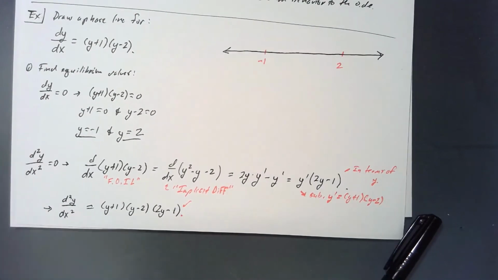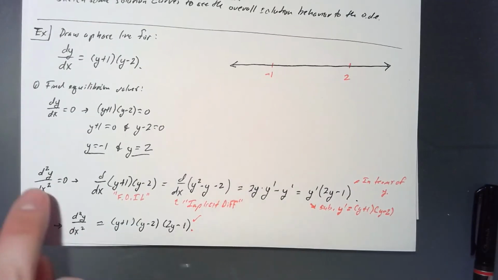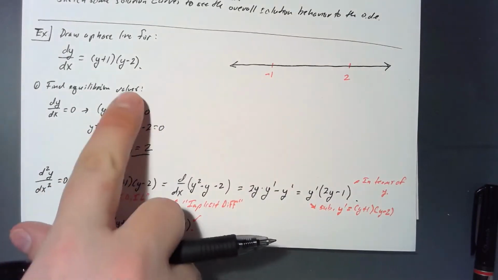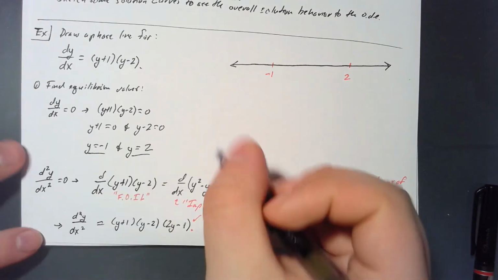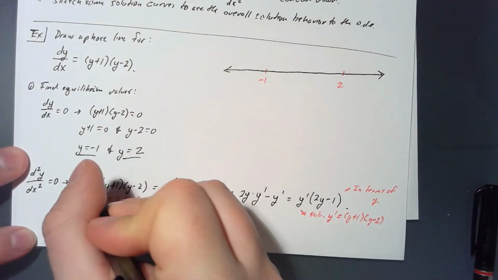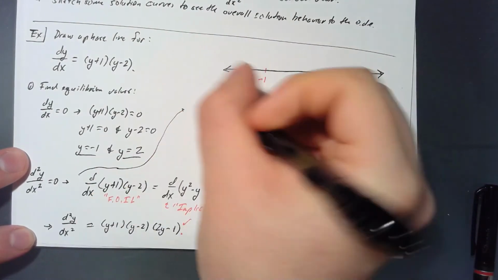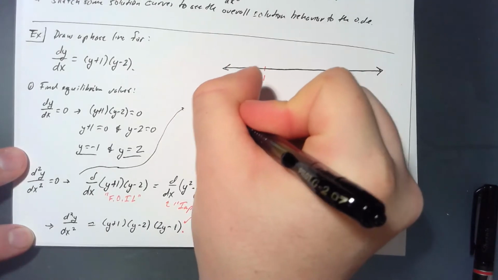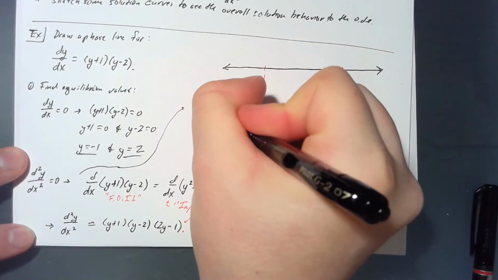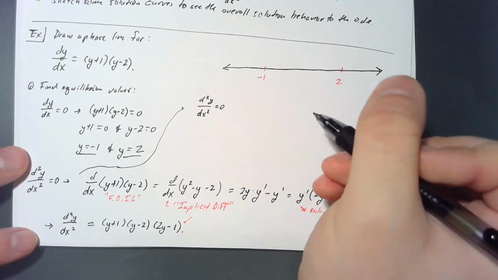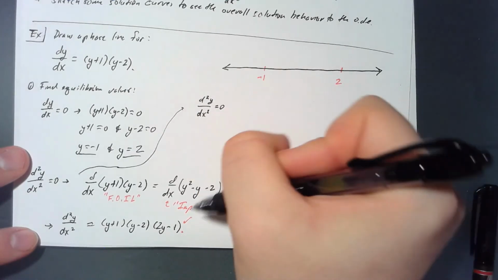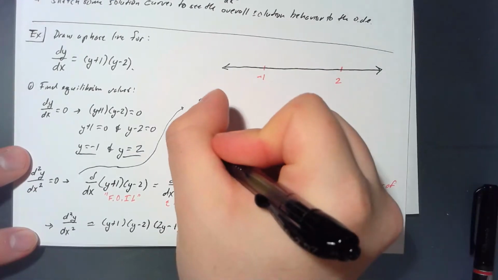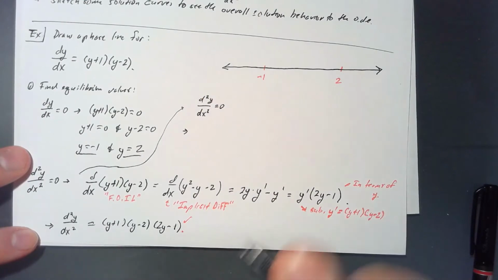That's the second derivative. So now I could answer this question. Now I can find the equilibrium values for this. So let me do that over here. So now I can find the equilibrium points for the second derivative. So that means I could set this equal to 0.